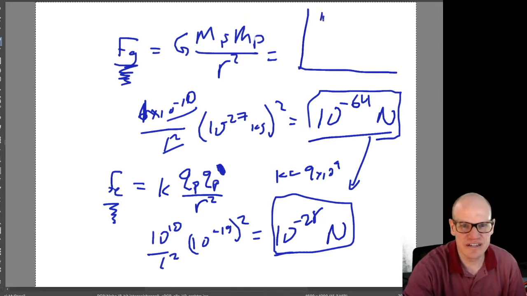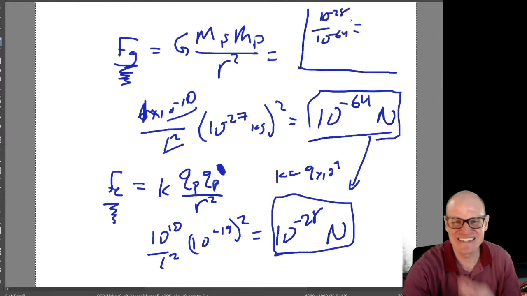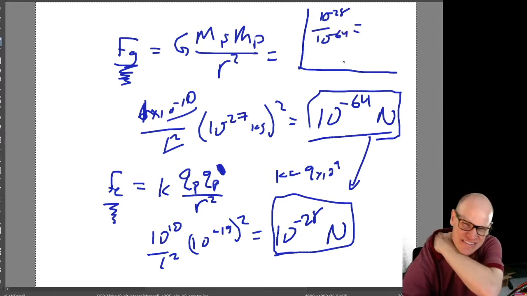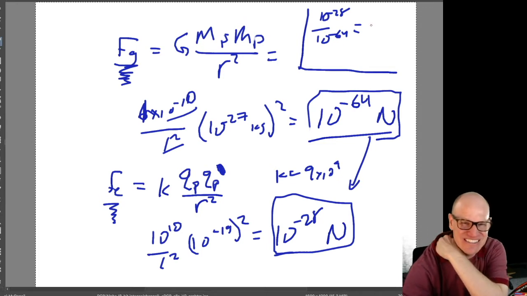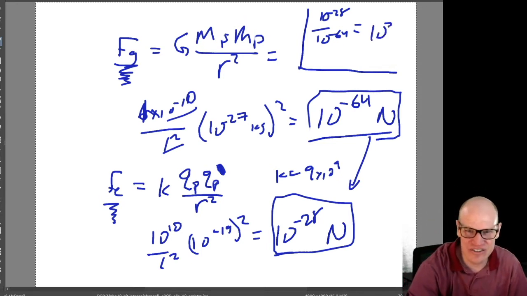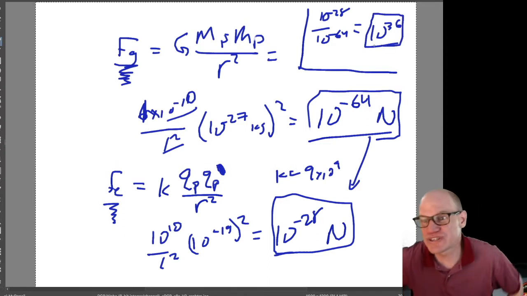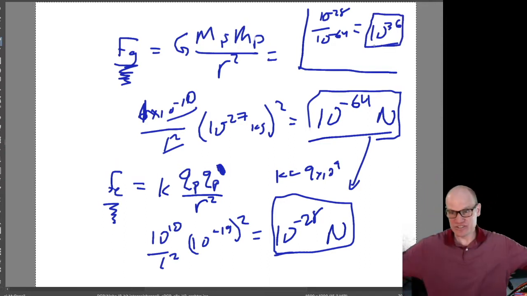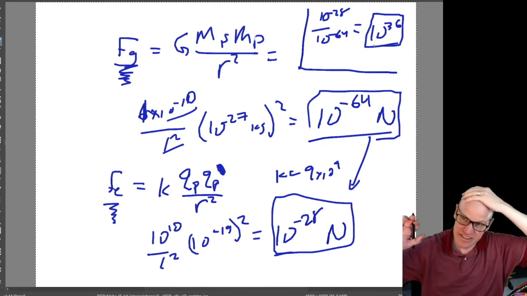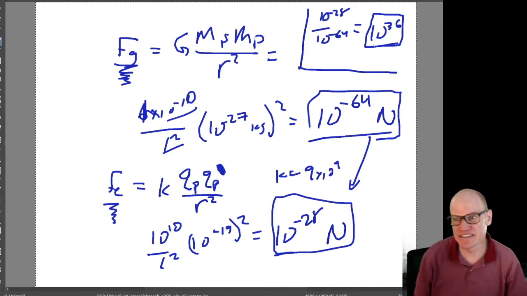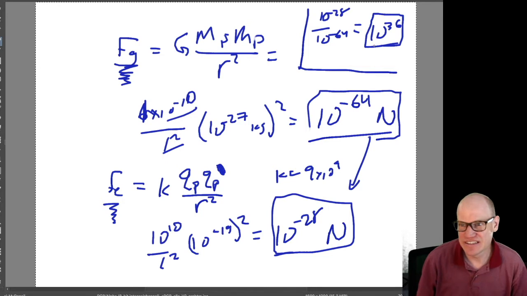That would be 10 to the minus 28 divided by 10 to the minus 64, which is an enormously large number, right? That's basically 30, and that's 36. 10 to the 36. So the strength of the electromagnetic force relative to gravity is 10 to the 36. That's a 1 with 36 zeros after it. That's a very big number.